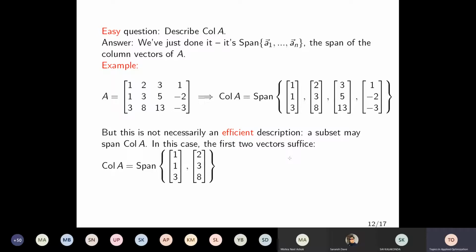But in this case, we know that the first two vectors would suffice because it turns out that these guys are dependent. So these guys can be expressed using these. Can you see this? Is there a way to see how I can express one of these vectors, let us say 3, 5, 13, using these two?